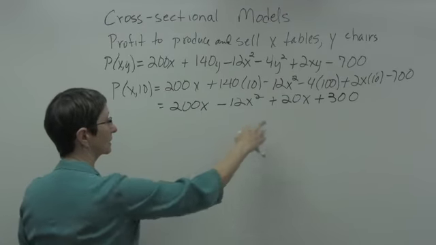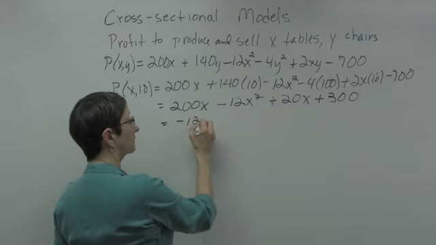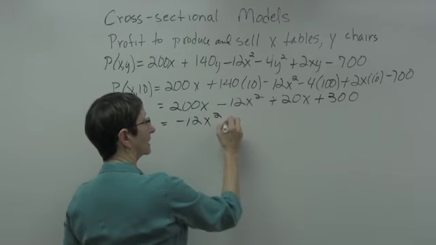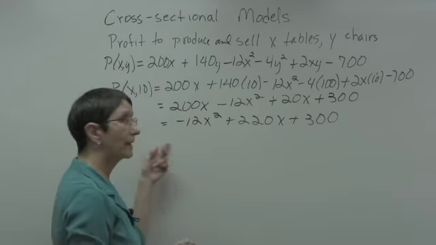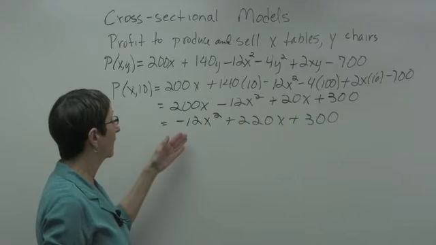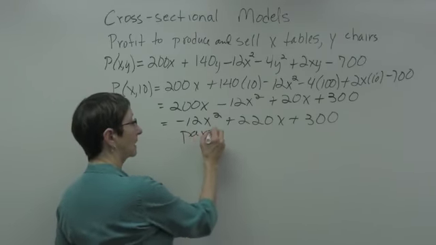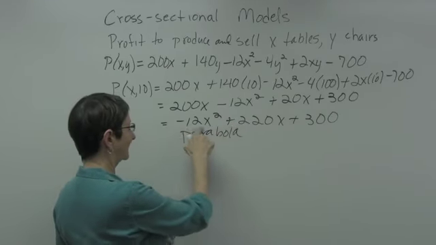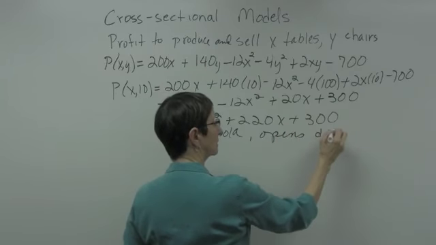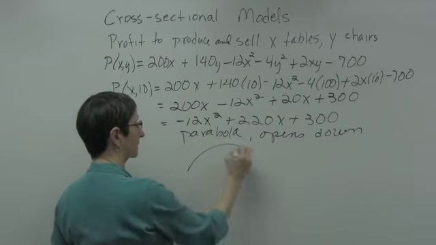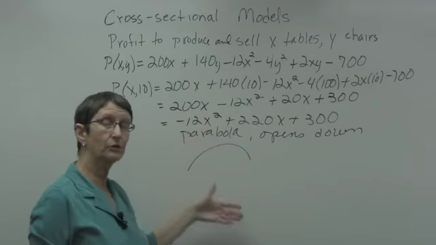So I have this function, let's write it like we would like to, highest exponent first: negative 12x squared plus 220x plus 300. What I have here now is a function of one variable. You should recognize it, negative 12x squared, it's a parabola. Because of this negative leading coefficient, it opens down. So it would look something like that. So you have one variable, and this is what your slice will look like.